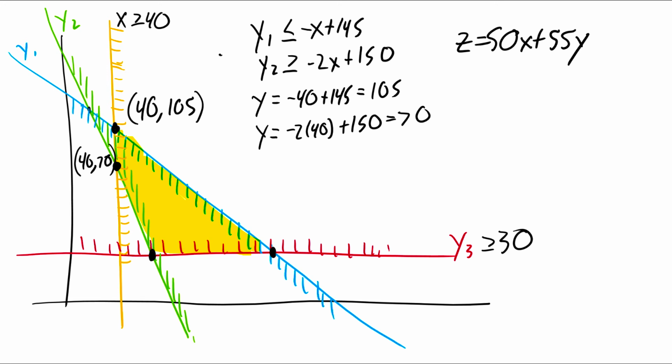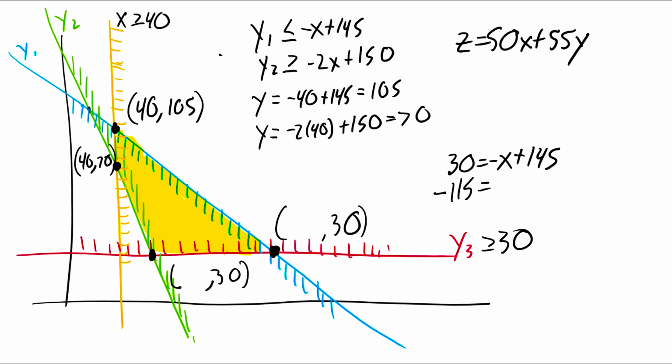All right, the next 2 points, we can do the same thing with y1 and y2. We'll just plug in 30 for the y value instead of plugging something in for the x value, because these points, we know what the y value is. So both of these have y values of 30. All right, so for y1, that's going to be this one right here. We're plugging y in for that, so that's going to be 30 equals negative x plus 145. So I'll subtract 145 from both sides. We'll get negative 115 equals negative x, or x equals 115. So that's our x value there.